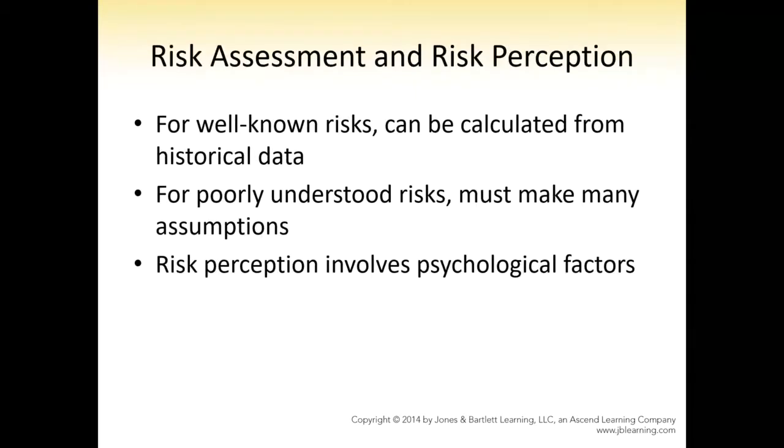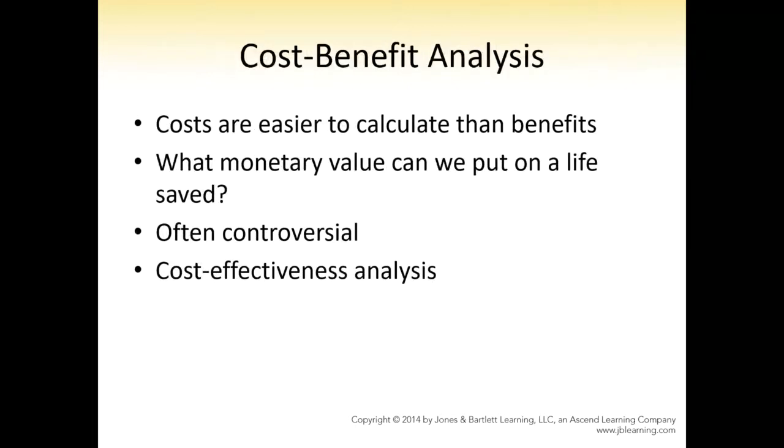Also, risk assessment and risk perception. For well-known risks, those can be calculated from historical data, such as smoking cigarettes. For poorly understood risks, many have to make assumptions, and the more assumptions you make, the less statistically relevant it is. And I believe we just spoke about this last week, this idea of cost-benefit analysis. Costs are often easier to calculate than benefits, right? The cost of a program is easy to calculate, but the idea that I'm not going to smoke or I'm not going to drink, well, what's the actual dollar amount that goes with that? That's definitely harder to figure out.